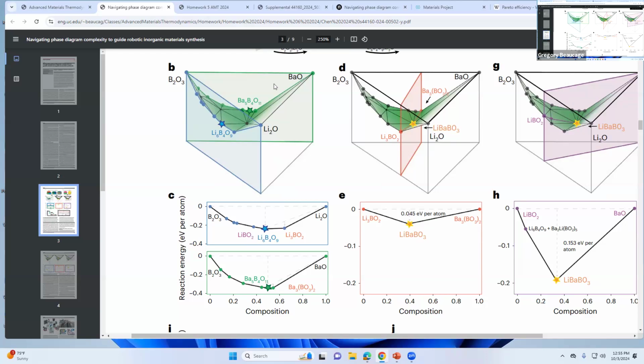And then along the green one, which is on the back, there's no lithium in it. So if you plot out the slice on that, then you get this green curve, right? And that tells you the minimum there. Then neither of those are going to be the product that you want, which is this lithium, barium, boron oxide, right?